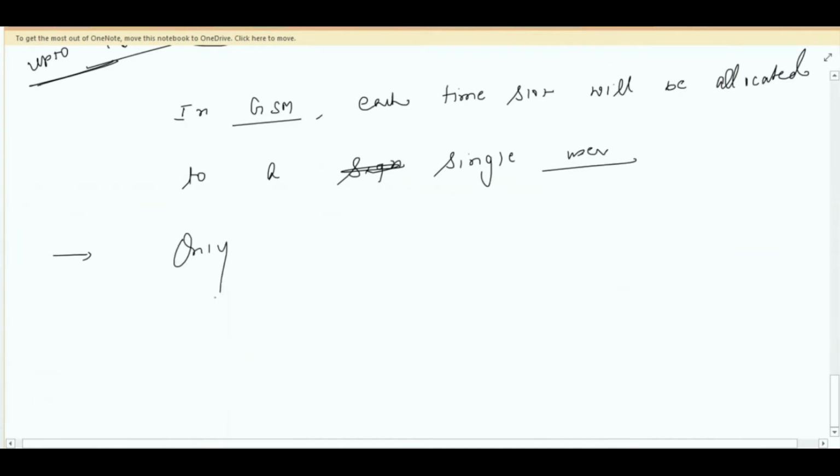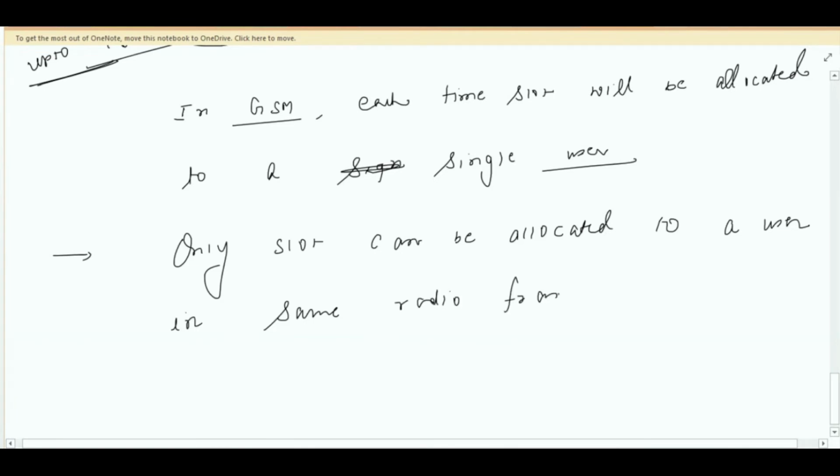Only one slot can be allocated to a user in the same radio frame. Then what will happen to my question?